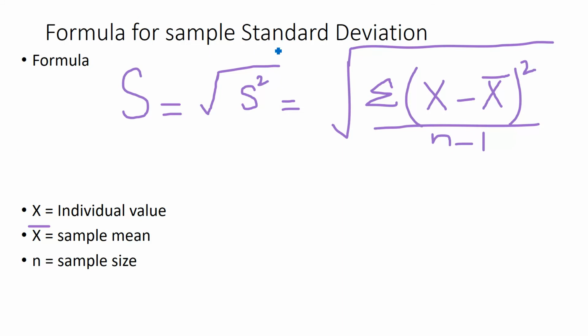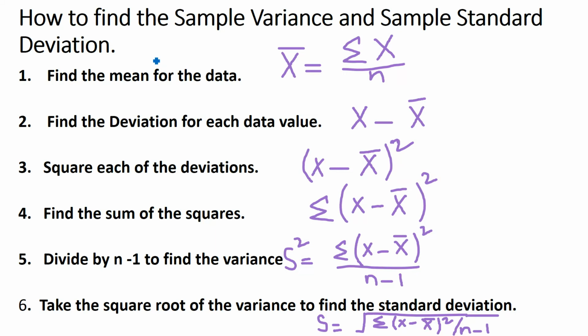Then the formula for the sample standard deviation: similarly, you take the square root of the variance. So s squared, then you take the square root. Again, x represents the individual value, x bar is the sample mean, and n is the sample size. The same 6 steps we discussed in the case of a population apply to calculating the sample variance and sample standard deviation, but I will show you the little difference here, which we have already discussed.